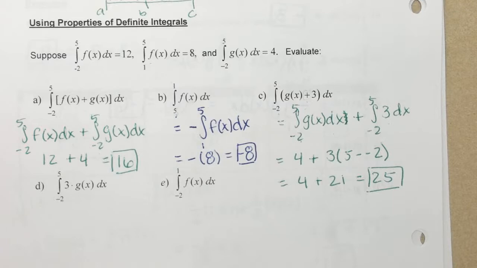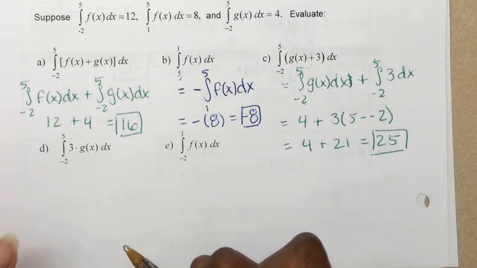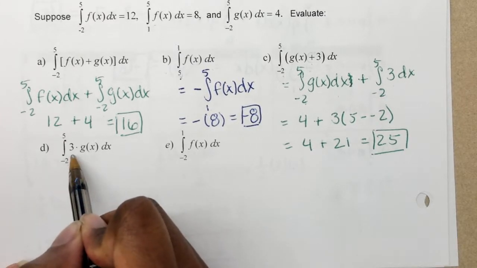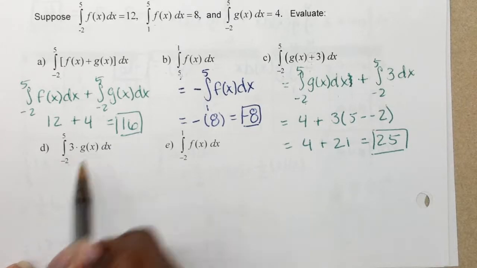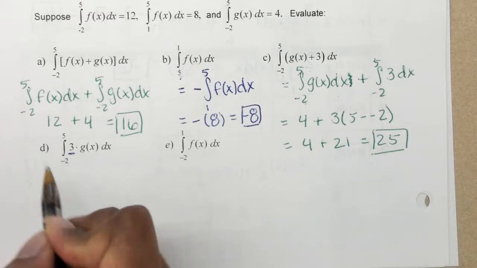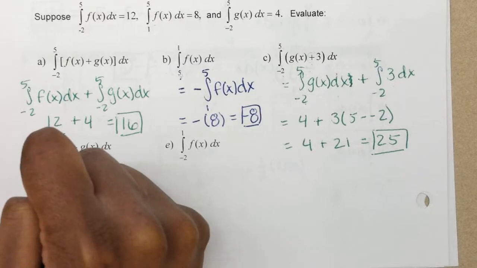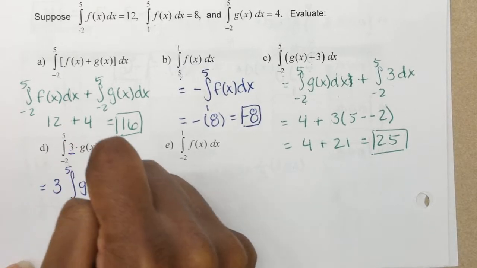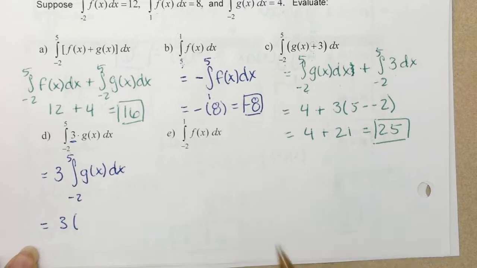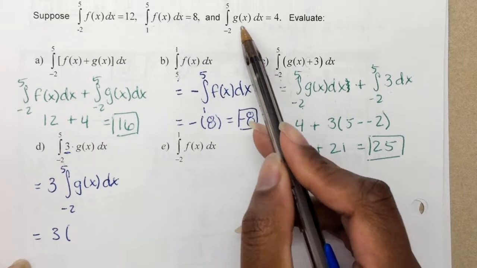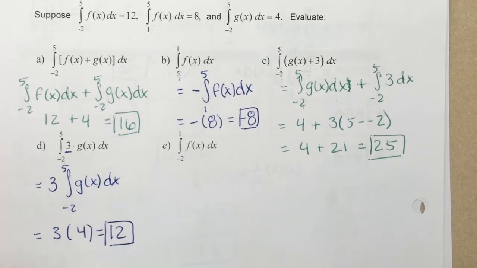Let's do these last two. For D, we have the integral from -2 to 5 of 3 times g of x dx. Here we have a number times a function, a constant that we can pull out. So this is really equal to 3 times the integral from -2 to 5 of g of x dx, which is 4. So this is equal to 12.